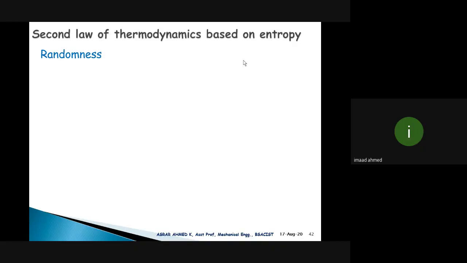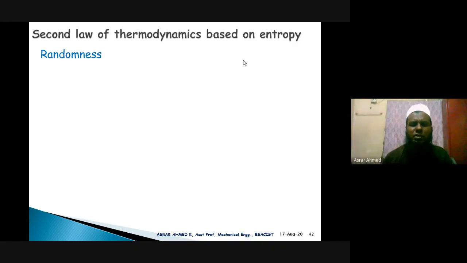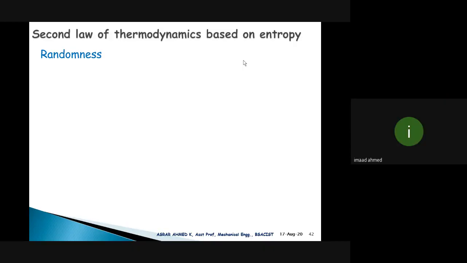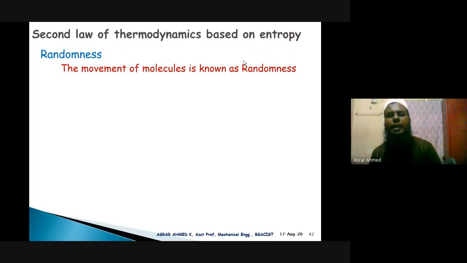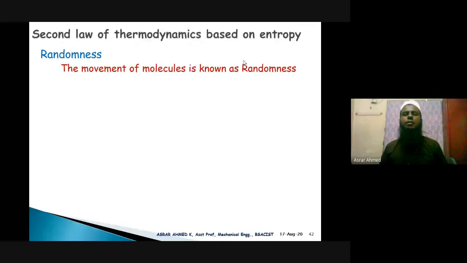Random is something which is not in order, as simple as that. No need for a very specific scientific definition. So random is something which is not proper, not in order, not scheduled in every aspect. In the concept of thermodynamics, we could say that the movement of molecules is known as randomness. It is not moving in a perfect manner. It moves as it wishes.